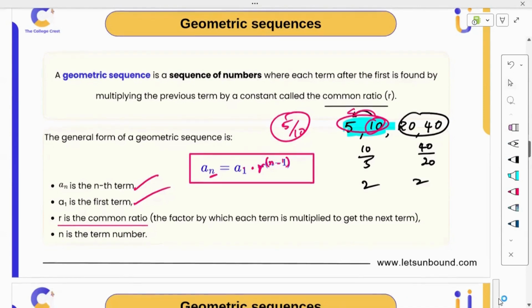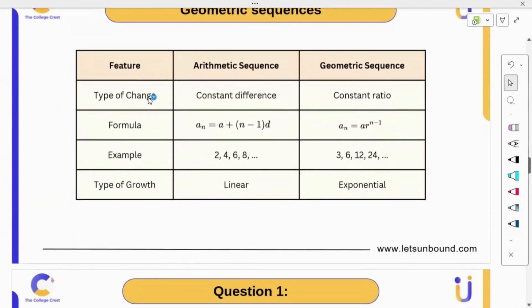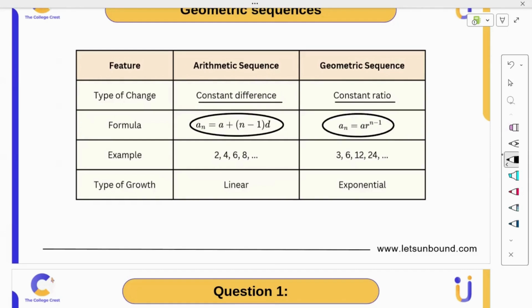Right, so this is the crisp review. Now, let's see both sequences together. Type of change: if you see a common difference among these terms, it's arithmetic. If you see a constant ratio among them, it's geometric. This is the formula for any term of an arithmetic sequence. This is the any-term formula for a geometric sequence. These are examples. Okay, an arithmetic sequence will represent growth which is linear because it's a constant change, right? It will represent kind of a line. And a geometric sequence will get multiplied. So there will be a sudden change over there. So that will be exponential growth.